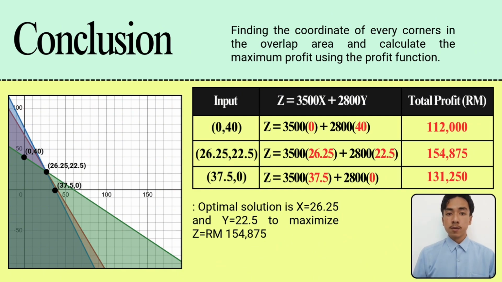By comparing these outcomes, we conclude that the maximum profit is 154,875 ringgit, which is achieved when the production levels are x equal to 26.25 and y equal to 22.5.